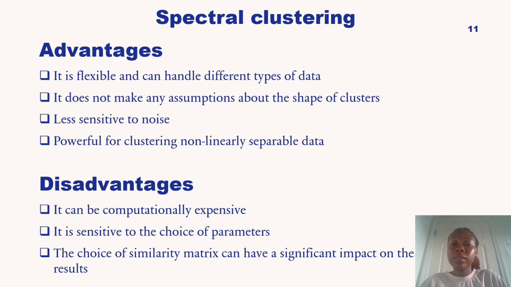Now we're going to look at the advantages and disadvantages of spectral clustering. The advantages are that it is flexible and can handle different types of data. It does not make any assumptions about the shape of clusters, is less sensitive to noise, and lastly, it is powerful for clustering non-linearly separable data. Its disadvantages are that it can be computationally expensive since we have to compute all these graph Laplacian matrices, and it is also sensitive to the choice of parameters. And lastly, the choice of similarity matrix can have a significant impact on the results.